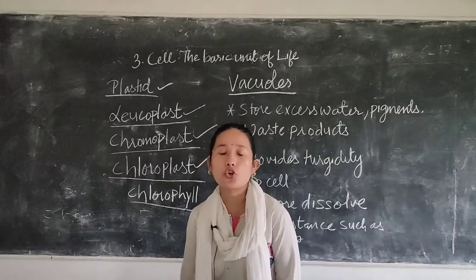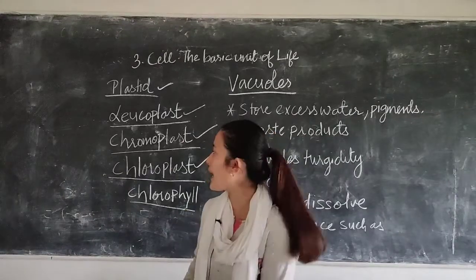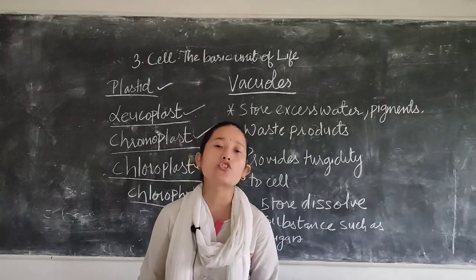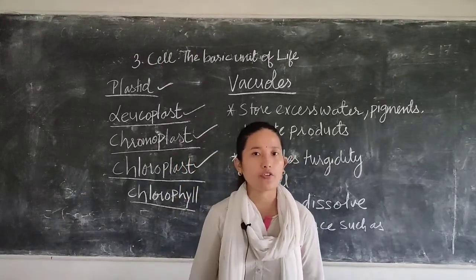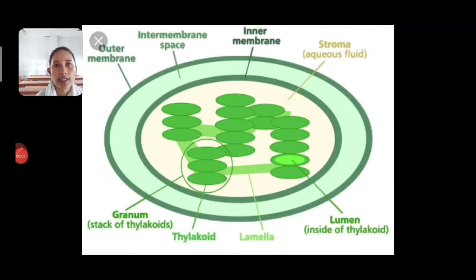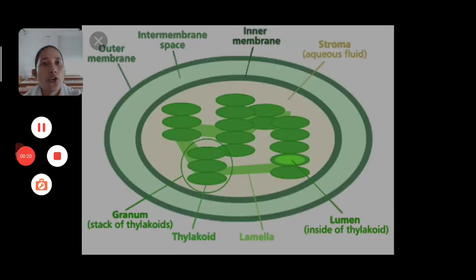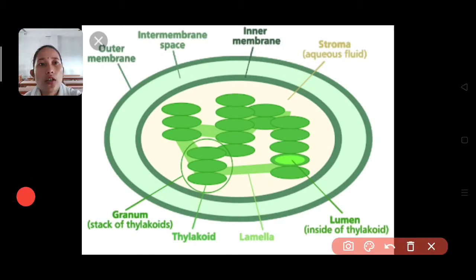Now next, I'll show you a diagram of chloroplast and we will discuss its structure in brief. The figure that you can see is the structure of chloroplast. Chloroplast, like most cell organelles, is a double membrane structure. You have an outer membrane and an inner membrane. Inside, you have a disc-shaped structure. This single disc-shaped structure is referred to as granum.